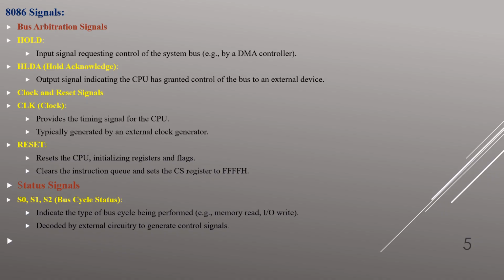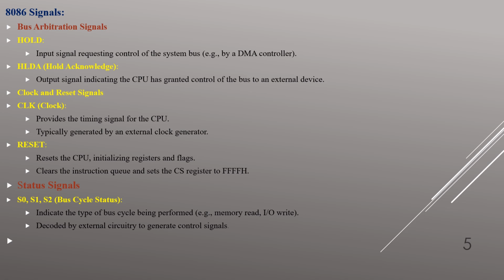Next one is the clock pin, that is CLK. Typically generated by an external clock generator, it synchronizes all operations within the microprocessor, ensuring that data is processed in a timely manner, as we all know. Next one is the reset pin. This is a very common pin. When it is activated, it clears the instruction queue, sets the code segment register to its initial value, and prepares the CPU to start instruction execution from a known state.